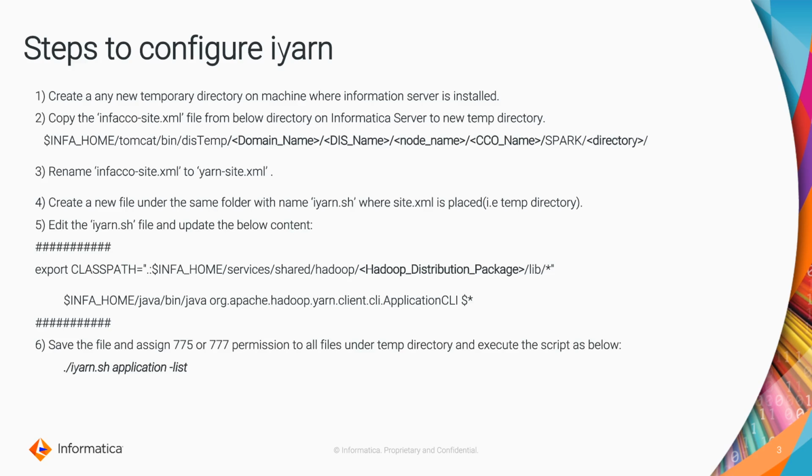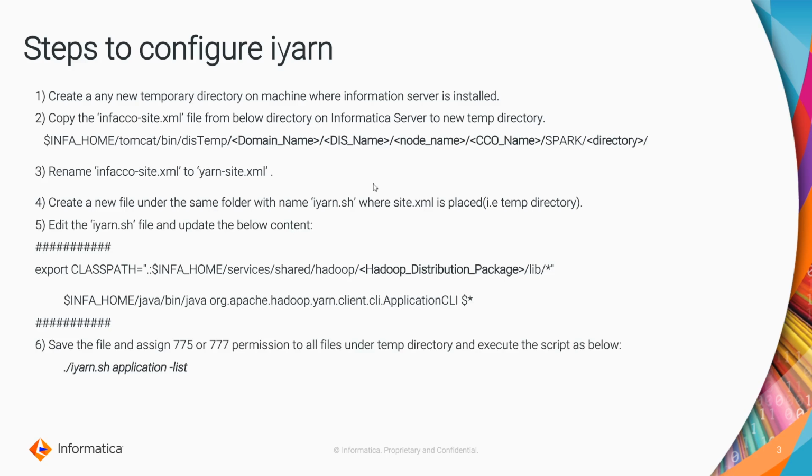The first step will be creating a temp directory on the machine where the Informatica server is installed. Now copy the infra.sysio site XML file, which is located on the path as mentioned here. Once you copy the file to the temp directory, rename the infra.sysio site XML file to yarn-site XML. Create a new file with the name iyarn.sh where the site XML is placed, that is the temp directory.